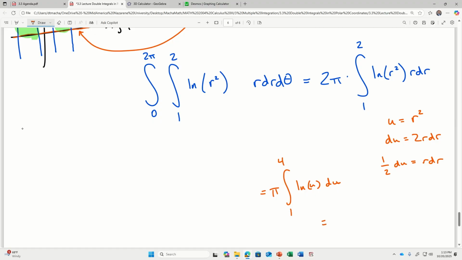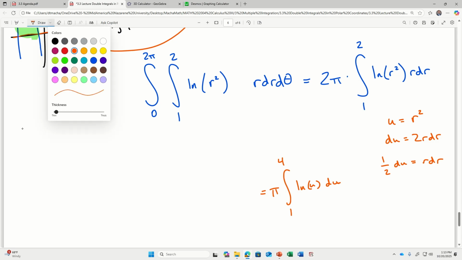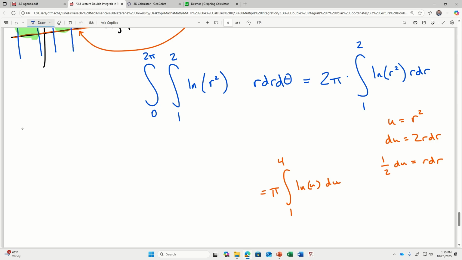Antiderivative of natural log is... Oh, that's actually a more interesting problem. I was thinking about the derivative. But the antiderivative of natural log is something completely different, right? I honestly don't even remember the antiderivative of natural log. I do know you can get it from integration by parts. Remember integration by parts, anybody?